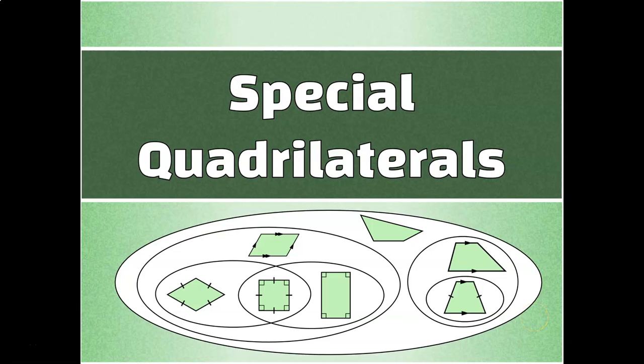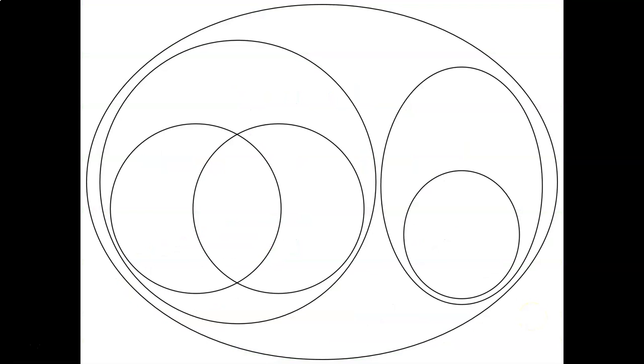Let's talk about special quadrilaterals. We've spent the last few videos discussing parallelograms, rhombuses, rectangles, squares, trapezoids, and isosceles trapezoids, and in this video our focus is going to be on differentiating between each of those types of quadrilaterals. So first let's just categorize them in a good old-fashioned Venn diagram.